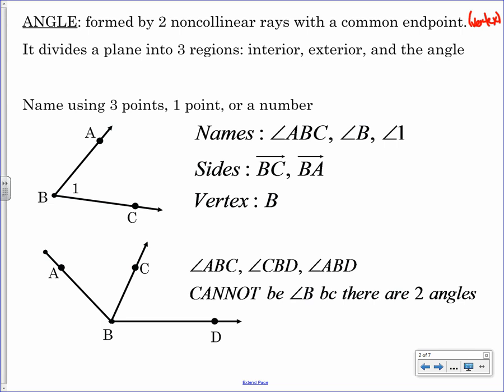So here's how you can name an angle. We've been talking about how to name things so far. So with an angle, you can give it 3 points, but if you do that, the vertex has to be in the middle. Write that in. You can name it by 1 point, the vertex only, or a number, and I'll show you what that means in a moment.